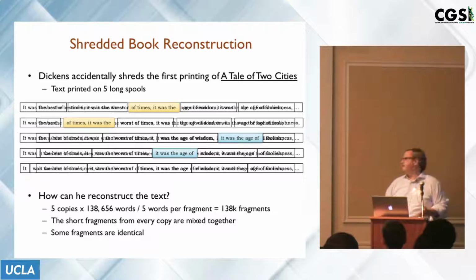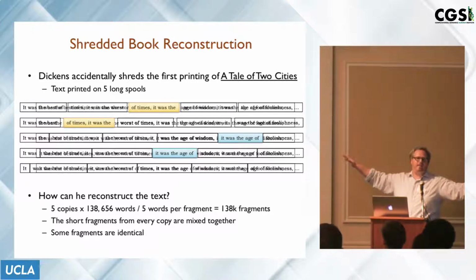Sometimes they're going to be identical, not shown here, because the cuts just happen to perfectly line up. That's to be expected. And then sometimes the fragments are going to be identical even though they came from different pages, different parts of the book. So here I've colored 2 fragments in yellow that both have exactly the same words, of times it was the, and in blue 2 fragments that have the words it was the age of. Here they come from different spots in the book, they just happen to have the exact same words on them.